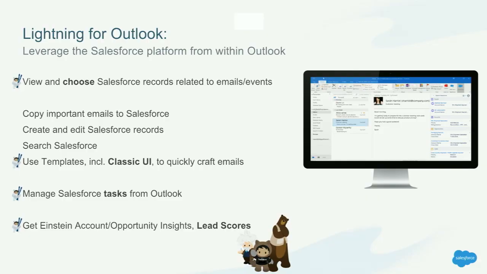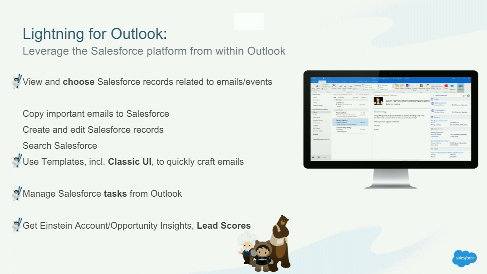So now that I've shown the template capabilities that you have access to in Outlook, let me go back to the slides and recap what you get with Lightning for Outlook. With Lightning for Outlook, you can view relevant Salesforce records to the emails and the calendar appointments that you're managing in Outlook. You can also choose the proper person that you have in mind when an email address matches multiple Salesforce records. You can copy those important emails over. You can use templates, including classic UI templates. You can manage your Salesforce tasks. That's new in Winter 18.